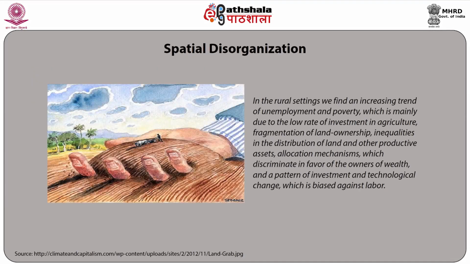In the rural settings, we find an increasing trend of unemployment and poverty, which is mainly due to the low rate of investment in agriculture, fragmentation of land ownership, inequalities in the distribution of land and other productive assets, allocation mechanisms which discriminate in favor of the owners of wealth, and a pattern of investment and technological change which is biased against labor.